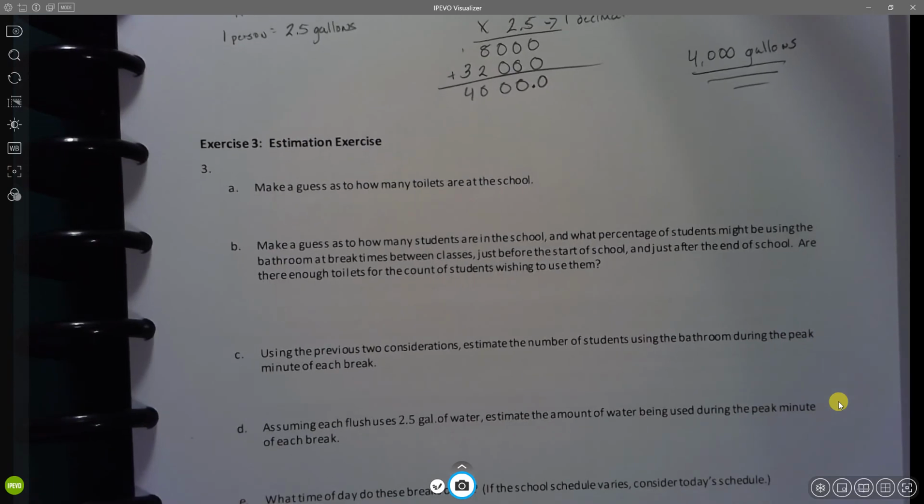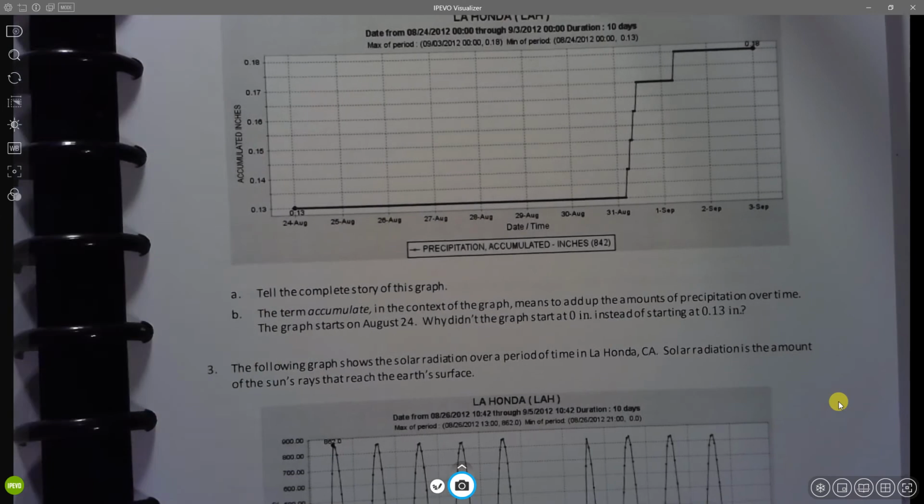Make a guess as to how many toilets are at the school. Well, we said that 32 people flushed the toilet at one time, so we can assume that there are 32 toilets. All right. So there's a lot of stuff that we can estimate here. So let's go through this.